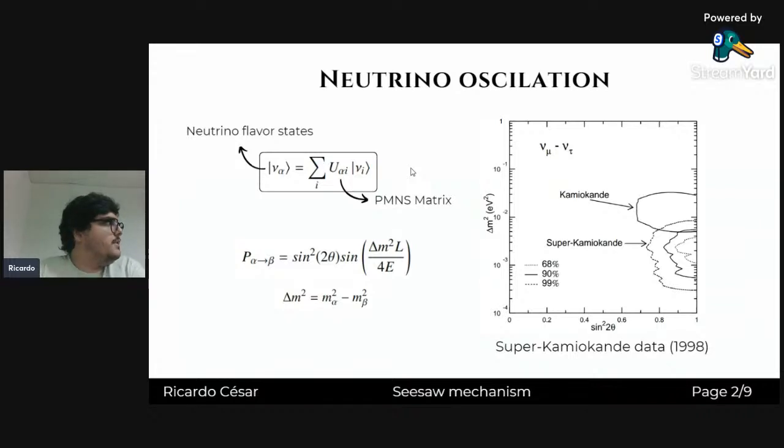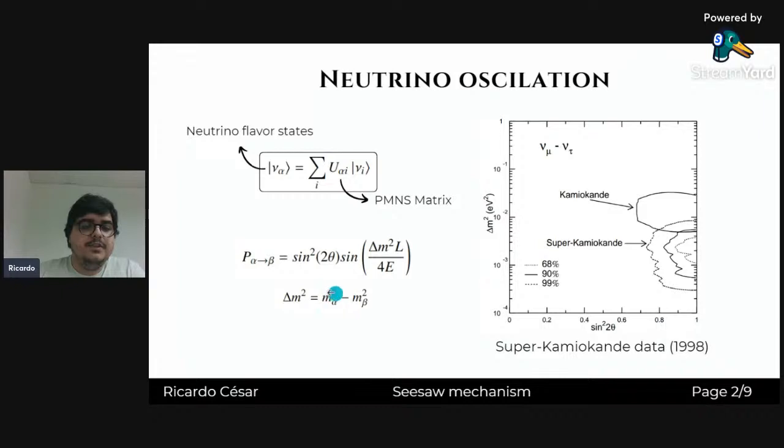The probability of oscillation of this neutrino is given by this. This is the probability of oscillation between two flavor states, but you have it between the three of them. This is the simplest form. So you have here the theta, which is the mixing angle. You have the mass splitting, which is this delta m squared. This L is the distance that the neutrino travels before it oscillates for this probability, and this E is the energy.